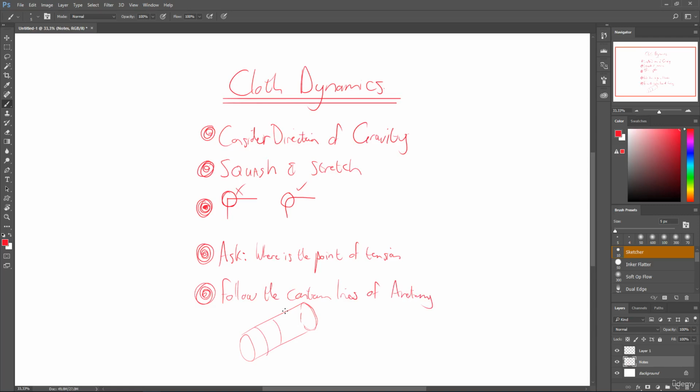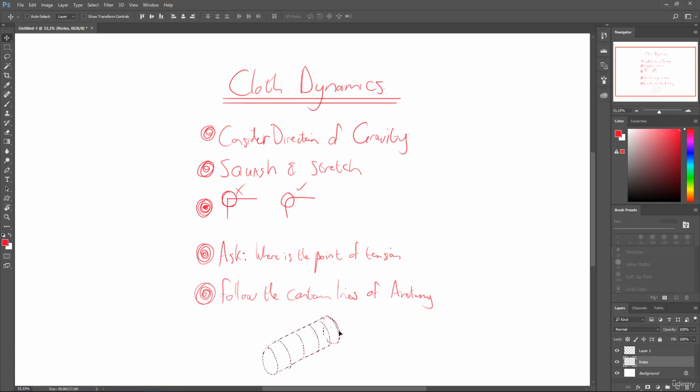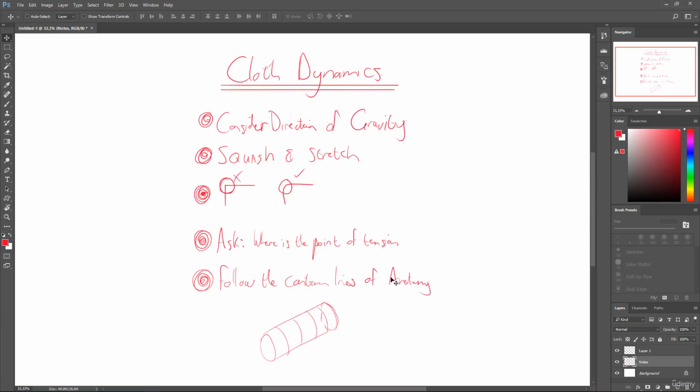Okay, so we want to keep that in mind. If we don't follow the contour lines of the underlying anatomy, the clothing then looks very flat or like a sticker, or it really detracts from the 3-dimensionality of our piece. All right, and we really don't want to do that. We want it to look 3D all the time.